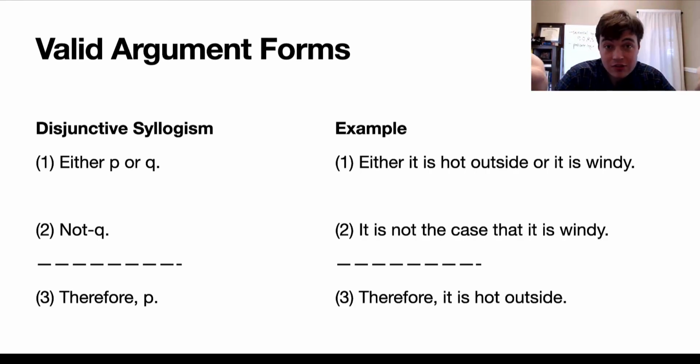To see that this is indeed valid, let P be it's hot outside and Q be it is windy outside. So let the first premise be either it is hot outside or it's windy. Someone tells you those are the two options for today. I don't know which one it's going to be, but I hear it's either one or the other. You're like, okay, this person's usually reliable about the weather, so I'll believe that. For whatever reason, they can guarantee it's either hot or windy.